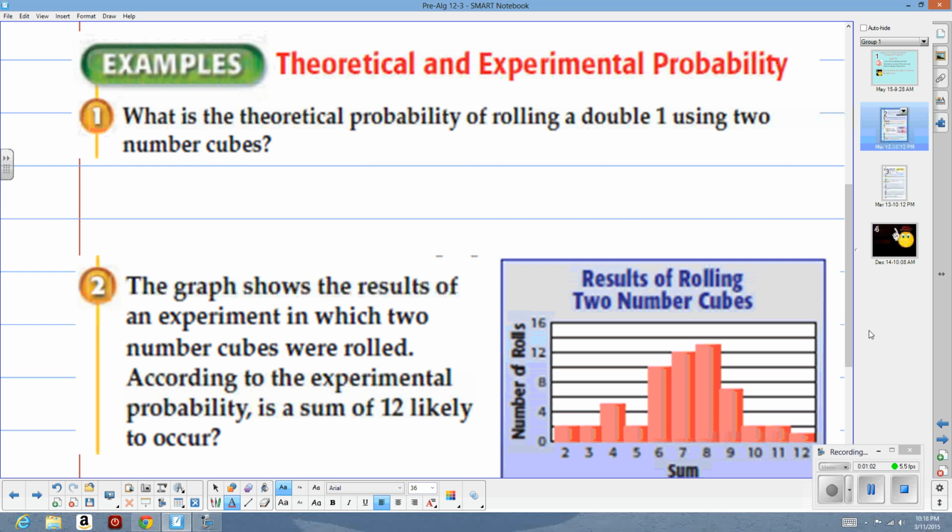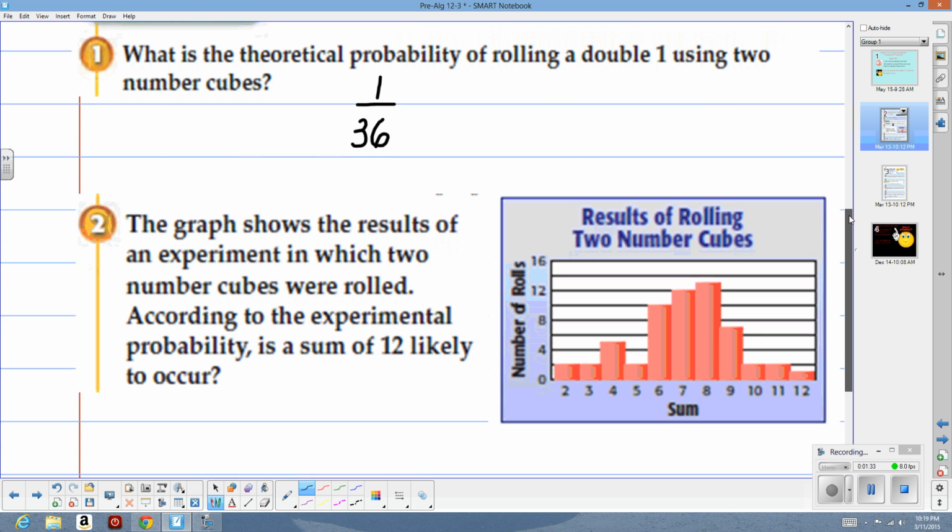What is the theoretical probability of rolling a double 1 using 2 number cubes? Well, there's only one way to get a double 1. That's rolling a 1 and a 1. So there's one favorable outcome. And there are 36 total possible ways. If you listed out all the possible outcomes, there would be 36 of them. So rolling a double 1 using number cubes would be 1/36 for the theoretical probability.